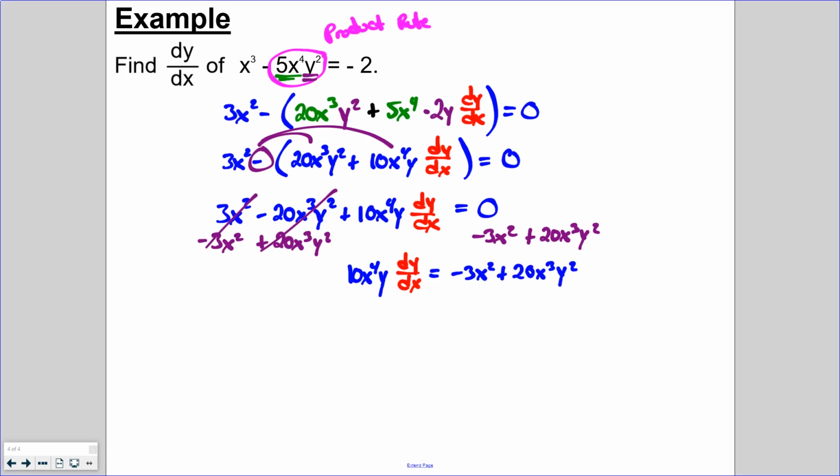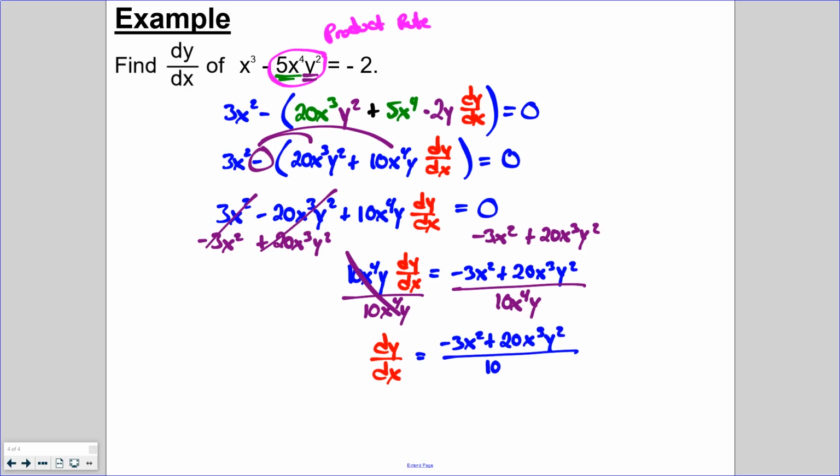And we are almost finished, because now we just need to divide both sides by 10x to the fourth y, and we will have the dy dx by itself. Woo! So here we have it, dy over dx is going to be equal to negative 3x squared plus 20x cubed y squared all over 10x to the fourth y.